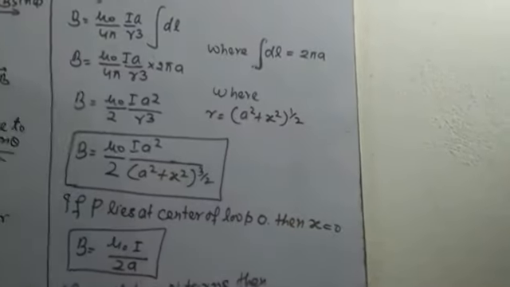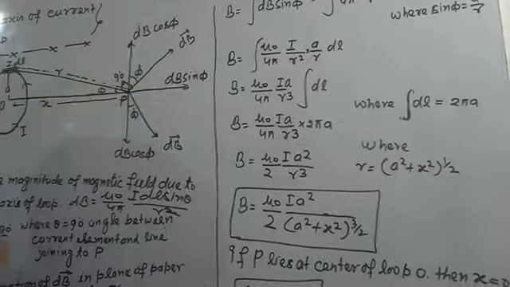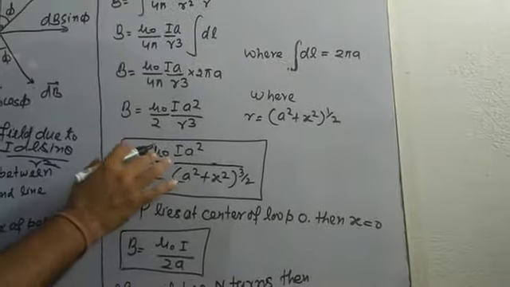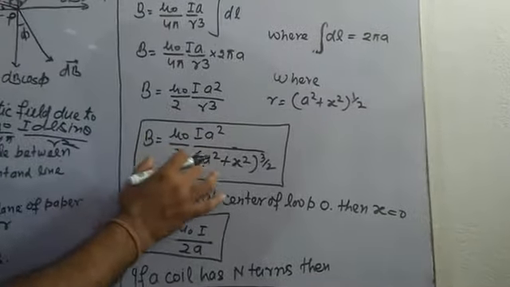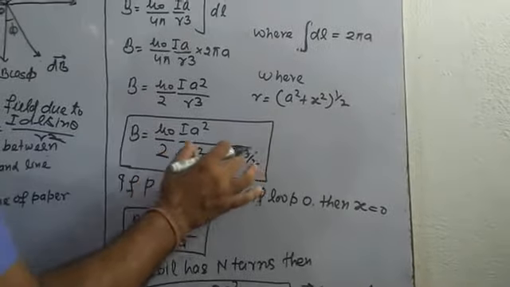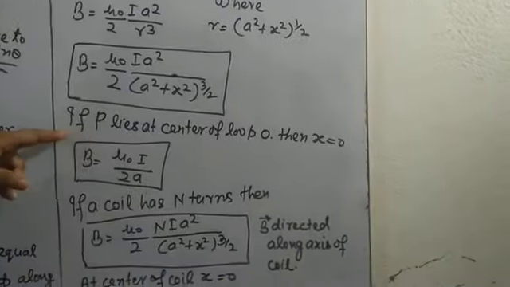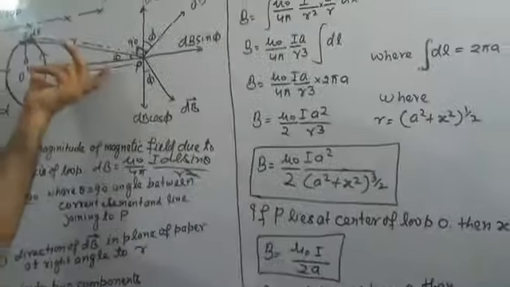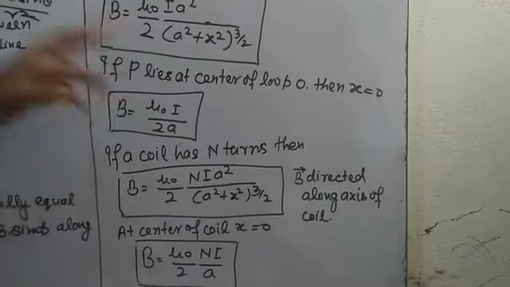Here r equals the square root of a square plus x square, from the right angle triangle. Putting the value of r, B equals mu naught I a square upon 2 times (a square plus x square) to the power 3 by 2. If point P lies at the center of the loop, then x becomes 0, and B equals mu naught I upon 2a.